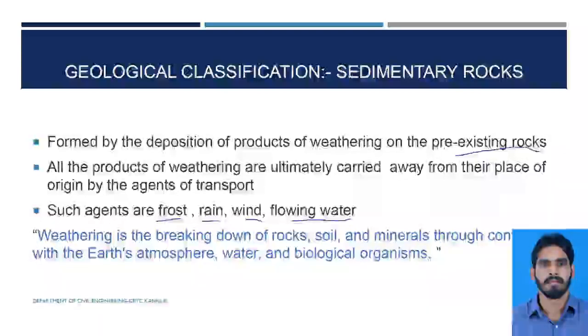Actually, the deposition is sedimentation. You would have studied sedimentation. This is known as sedimentary rock. It is formed with the deposition of products of weathering on pre-existing rocks. If an already existing rock is there, something accumulates on it. How does it accumulate? Through weathering. Weathering is the breaking down of rocks, soils and minerals, plus the transportation can also be added. That is frost, rain, wind and flowing water. So this is known as sedimentary rock. Simply memorize that sedimentary means accumulation. You study like this.